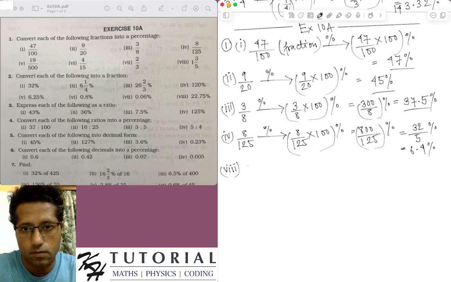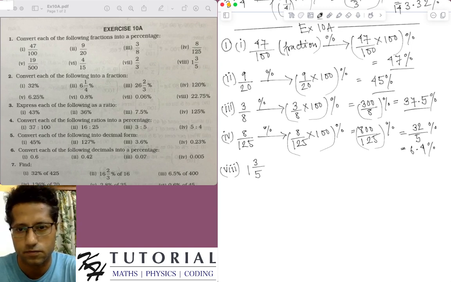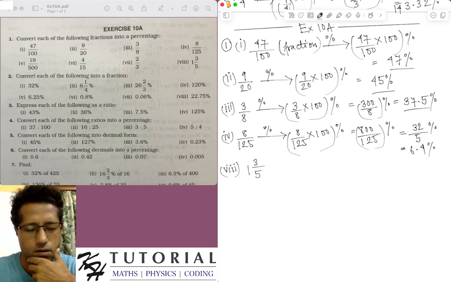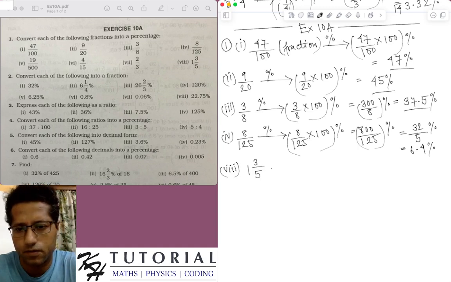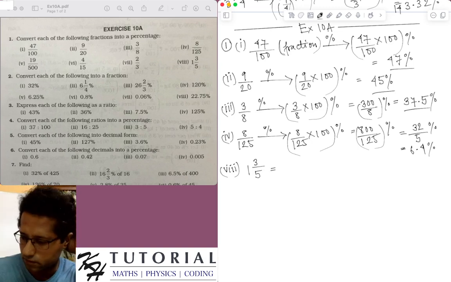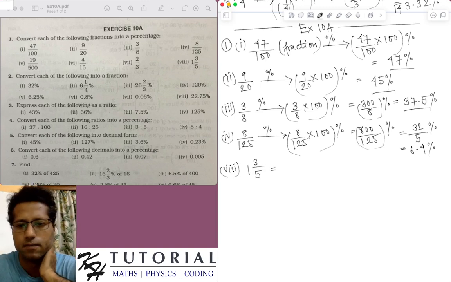so 1, it's given a mixed fraction. Now this is a mixed fraction. All the previous ones were proper fractions, and this is an improper fraction, that is a mixed fraction. Now we know how to convert a mixed fraction to an improper fraction. This is 8 by 5.